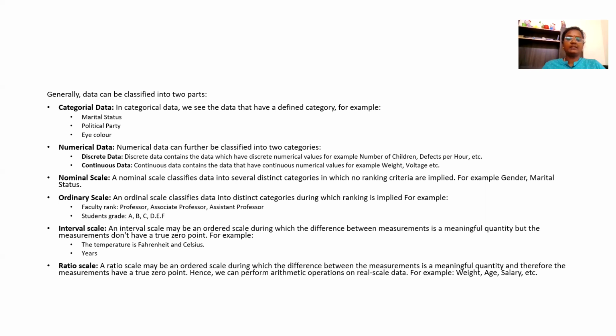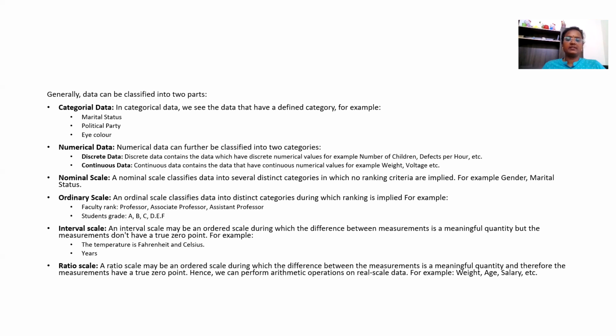Nominal is nothing but it classifies data into several distinct categories. It does not have any ranking criteria for classifying the data, like gender and marital status. We will not have any ranking. In the ordinal scale, we have the same distinct categories, but they are classified based on ranking. Examples: faculty rank, professor, associate professor, assistant professor; student grade, A, B, C, D, like that.